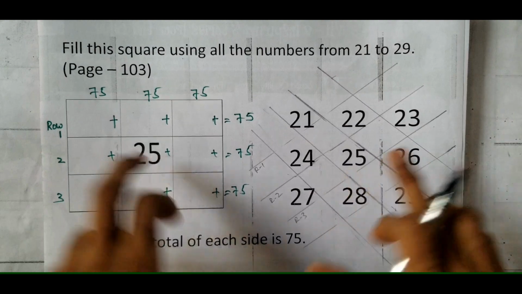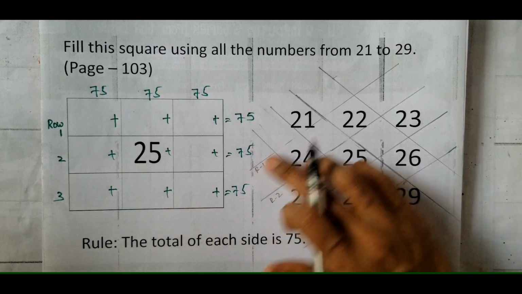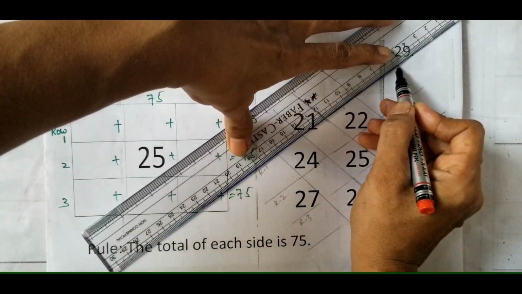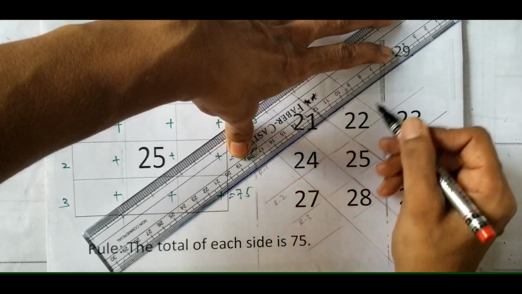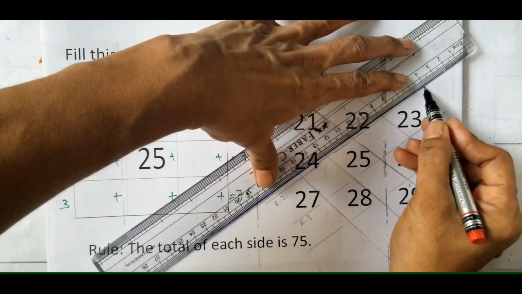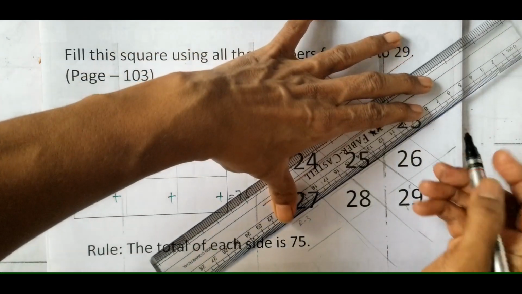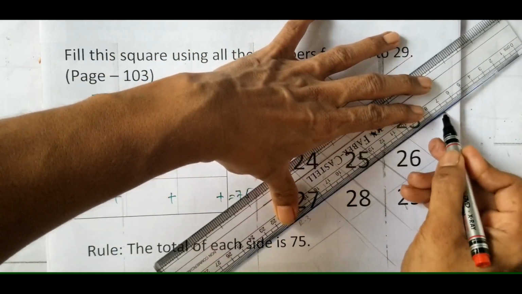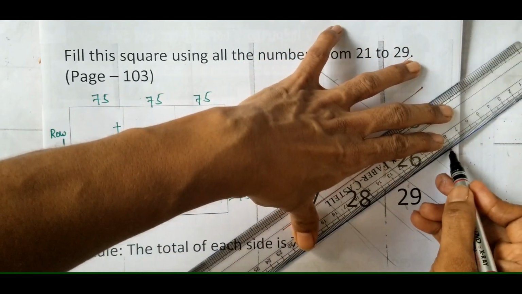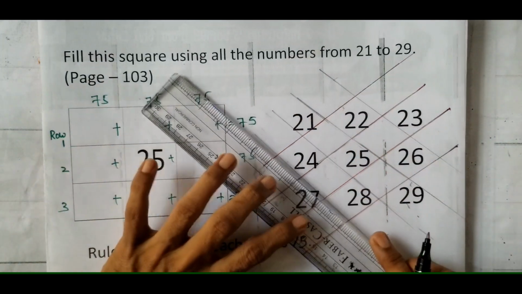There are several ways of doing these types of questions. I am going to teach you one way. I am going to draw horizontal lines here. Okay, now vertical lines.